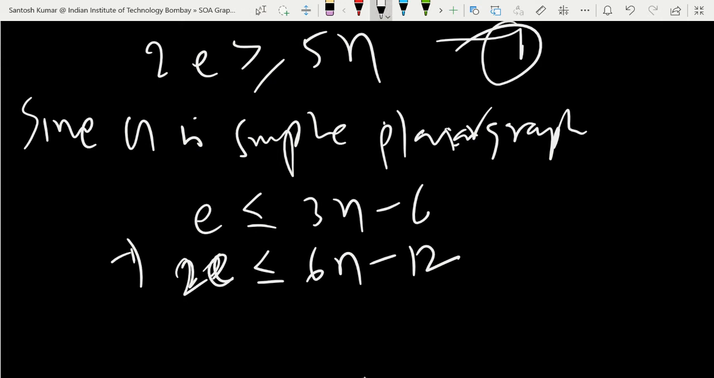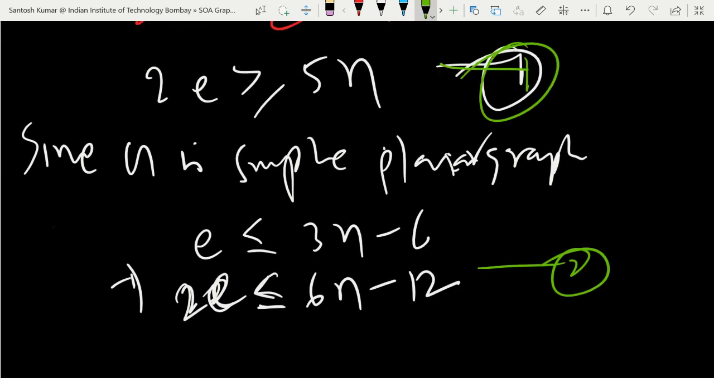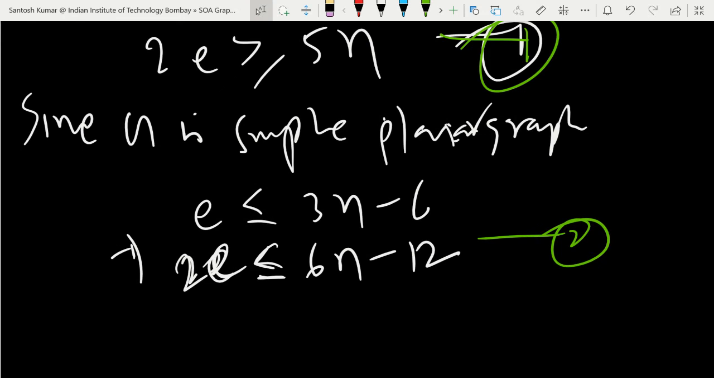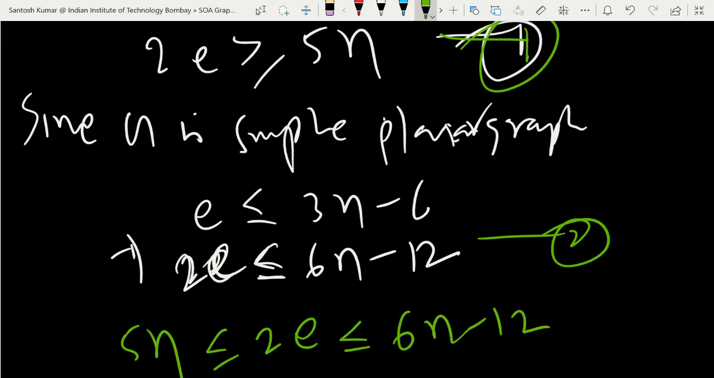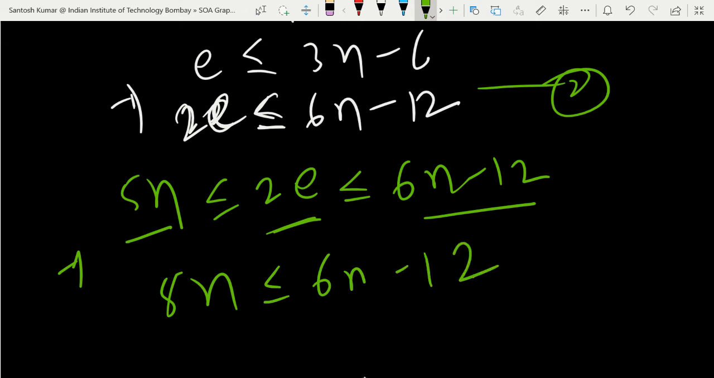So 2e is less than or equal to 6n minus 12. Now you combine these two inequalities, first and second. What will you get? One says 2e is more than or equal to 5n, and the other says it is less than or equal to 6n minus 12. So 5n is less than or equal to 2e, and 2e is less than or equal to this. So 5n is less than or equal to 6n minus 12.